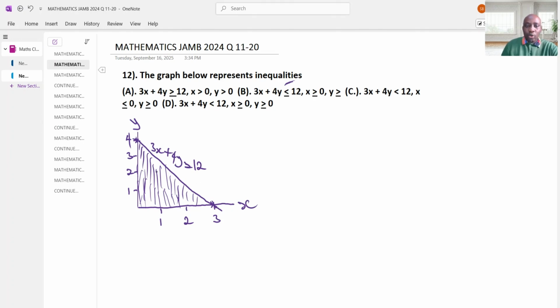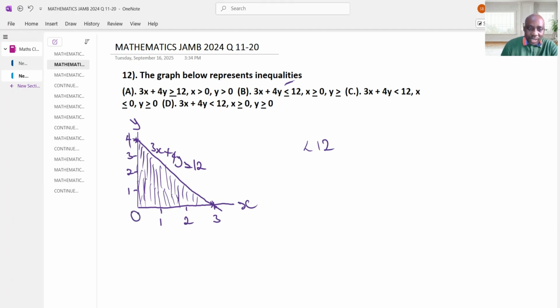Now, the question said that we should look for the shaded region. On the y-axis, it tops at 4, and on the x-axis, it tops at 3. It means that this equation, 3x plus 4y, is less than 12.